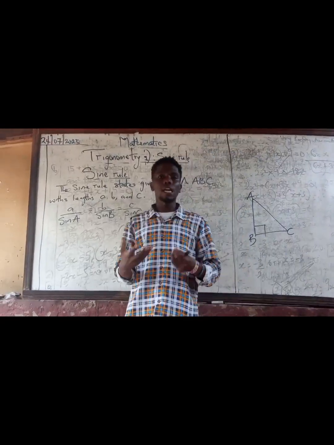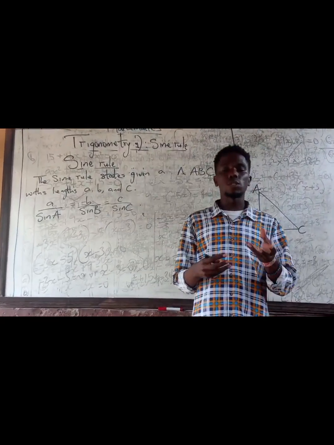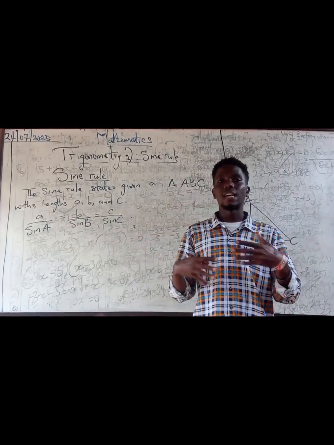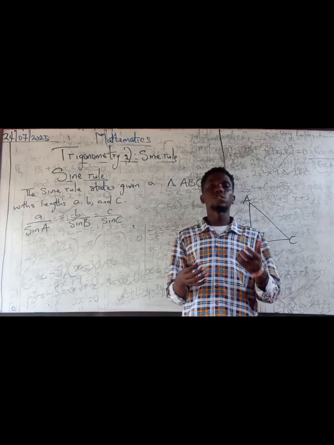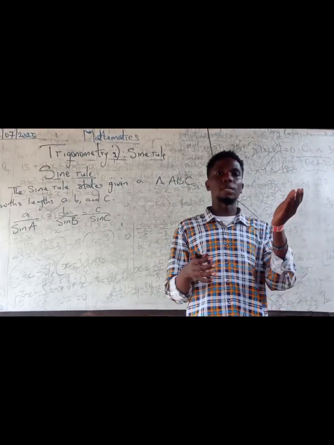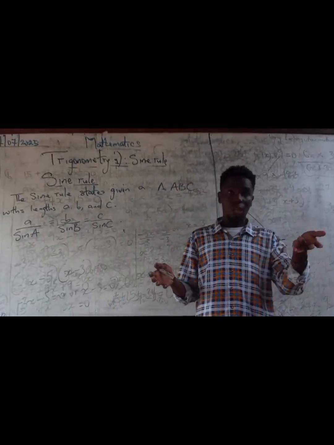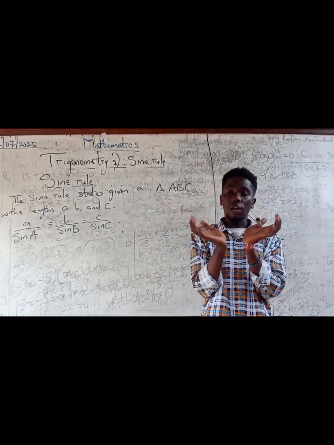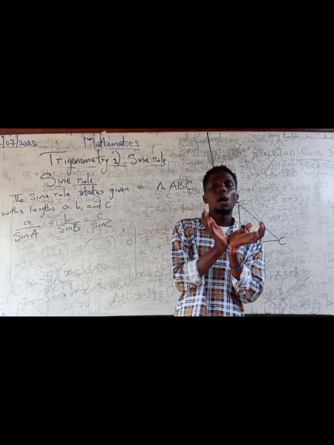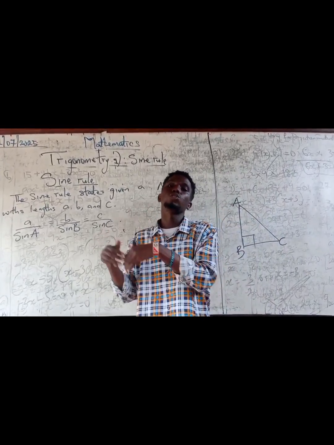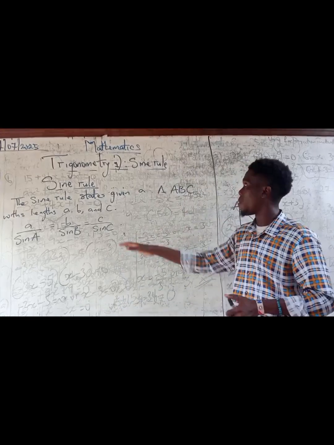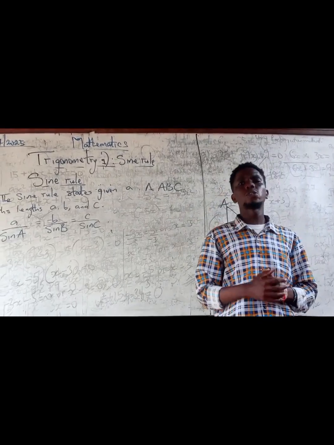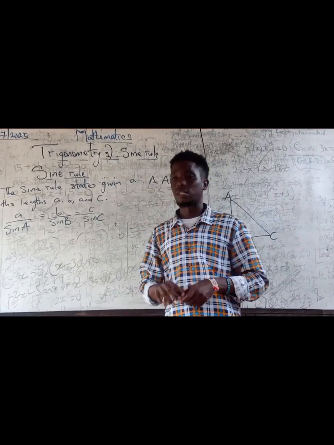Alright, so most times we get problems or questions involving triangles which are not right angled. In some questions you might be asked to find the length of a particular side of a triangle, or you might be asked to find an angle in a particular triangle, right? So in a case where you are given a triangle which is not right angled, what method do you use to solve it? We use the sine rule. So let's see how we can apply that. But before we go into that, I want to show us something very, very important.